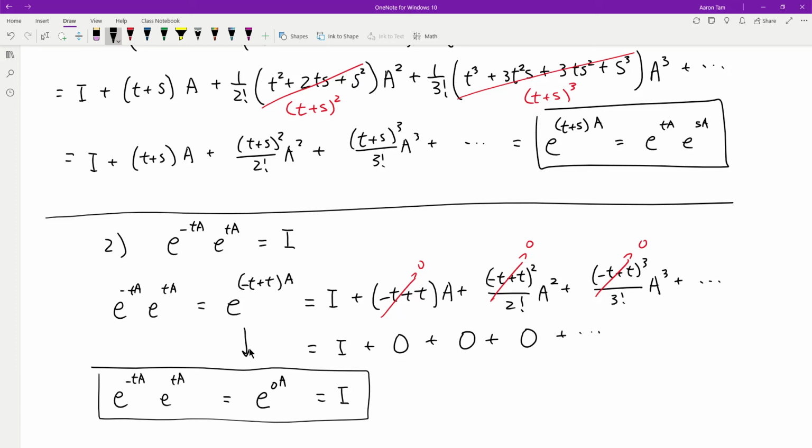Which kind of makes sense, because if you have e to 0 times t, you basically have e to the 0 matrix. And that basically just means you're adding a whole bunch of 0 matrix powers together. And therefore you just have the identity matrix in the beginning. So that one is rather easy to prove.